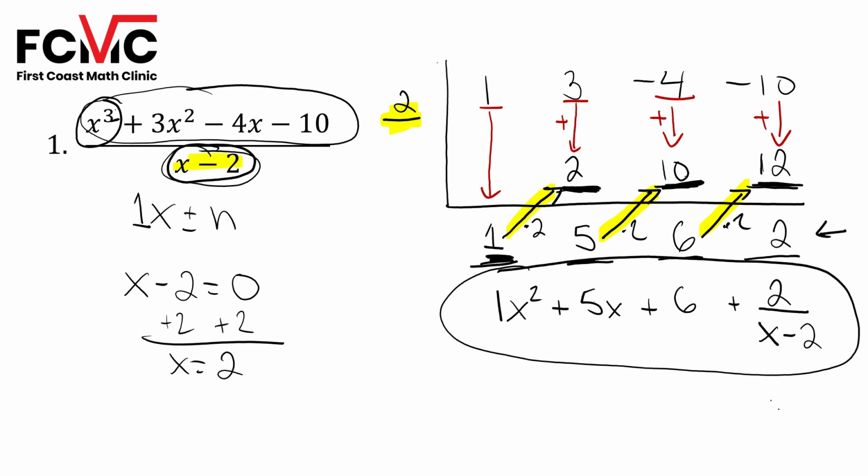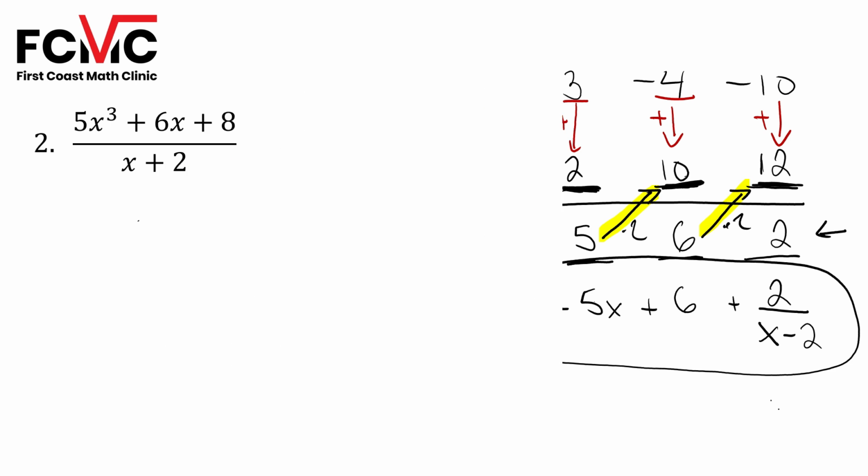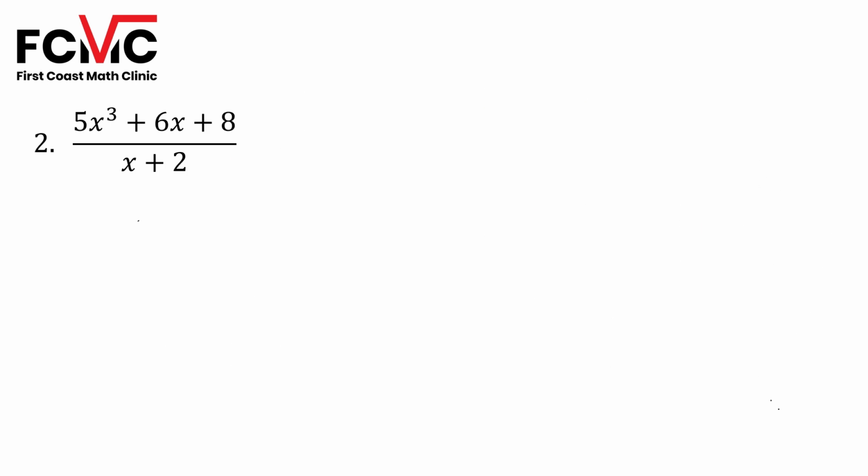x squared plus 5x plus 6 plus our remainder 2 over x minus 2. Let's do one more example using synthetic division. Number 2, we've got 5x to the third plus 6x plus 8 over x plus 2. So let's draw our box here.